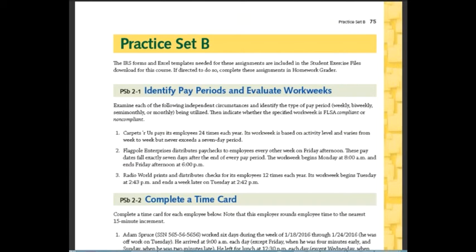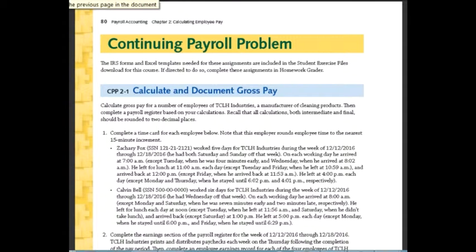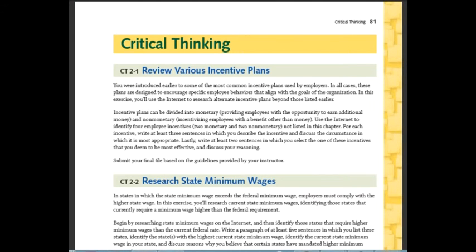After practice set B in the book comes the continuing payroll problem. That starts in chapter 1, and it's a comprehensive project that builds throughout the book. Then each chapter ends with 2 critical thinking exercises, where the student is typically asked to go out onto the internet and do some research in order to answer these questions. In this case, it's reviewing different types of incentive plans or researching state minimum wages.